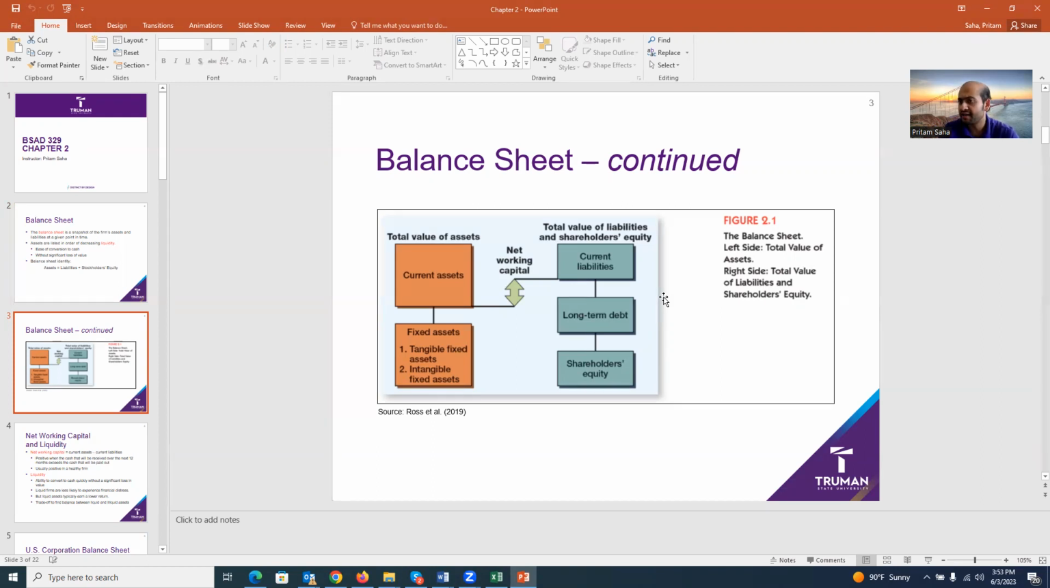We're going to talk about in later chapters why debt holders should be paid before stockholders. That means in an event when you need to pay both debt holders and equity holders, you have to pay debt holders before you pay equity holders. So that's why debt comes before equity.